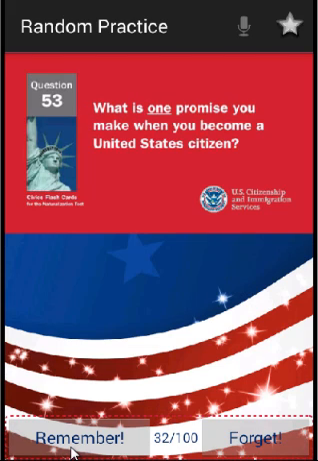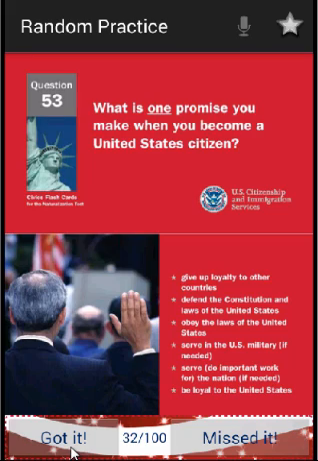What is one promise you make when you become a United States citizen? Give up loyalty to other countries. Defend the Constitution and laws of the United States. Obey the laws of the United States. Serve in the U.S. military if needed. Serve, do important work for the nation if needed. Be loyal to the United States.